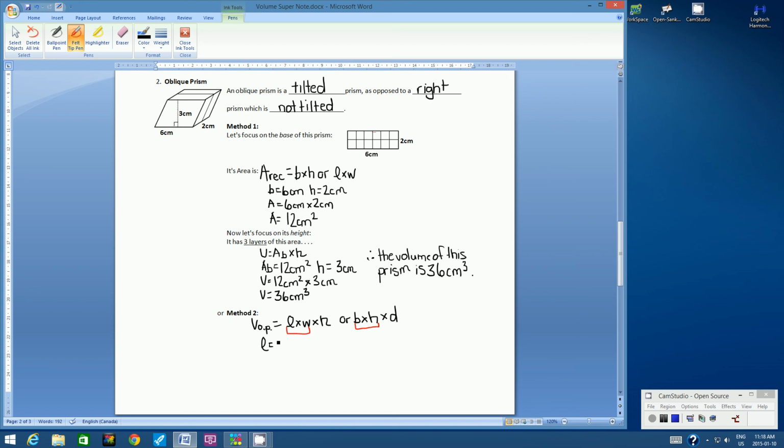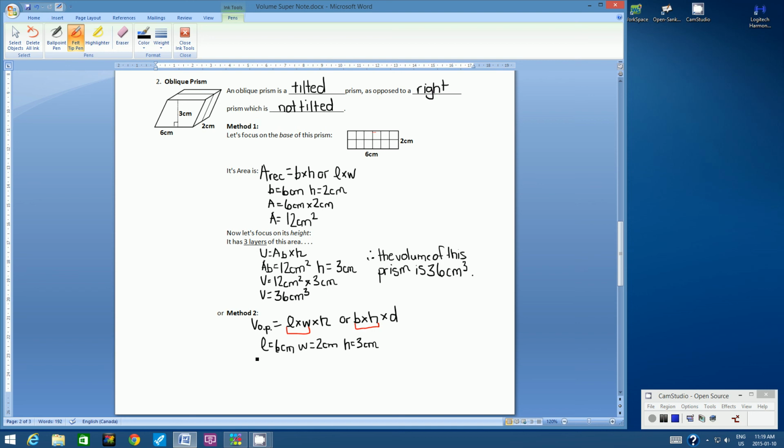The base, the length was 6 centimeters. The width was 2 centimeters. And the height, how many layers did it have? It had 3 centimeters, 3 layers. So that's our information line. Okay? Now, you can mix these numbers up and still get the same answer, but you need to prove to me that you understand what dimensions go with the base of that prism and what is the height.